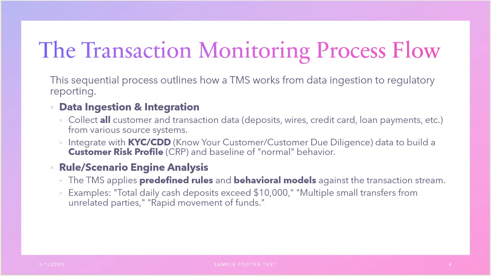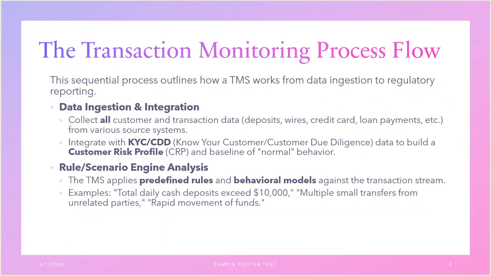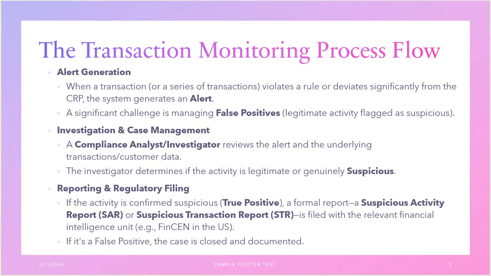Okay, so that will be the work there, and then finally alert generation. When a transaction or a series of transactions violates a rule or deviates significantly from the customer risk profile, the system will generate alerts if the transaction pattern matches the business logic and the business rule. Then the system will generate an alert or detect a red flag for such a transaction.